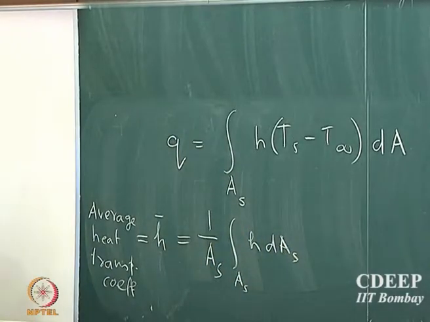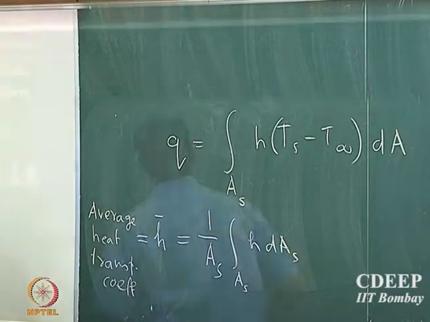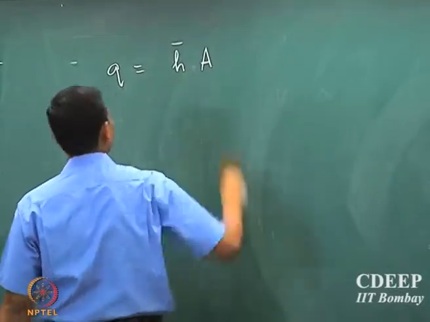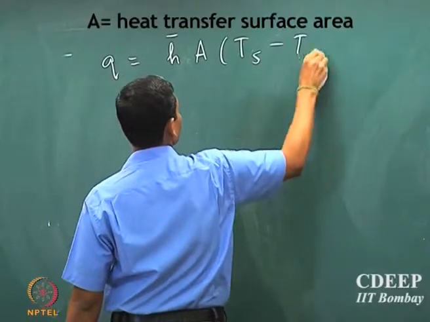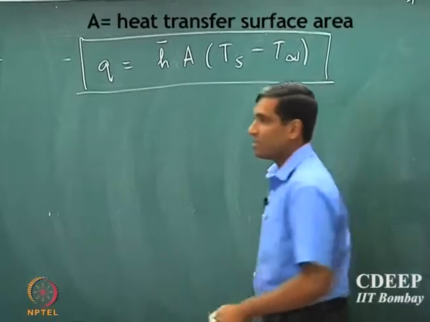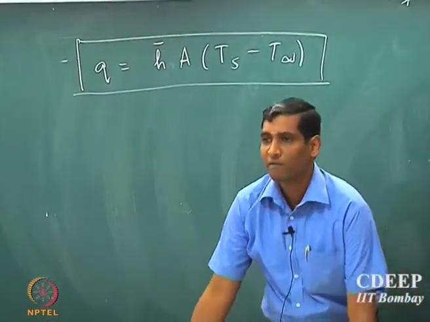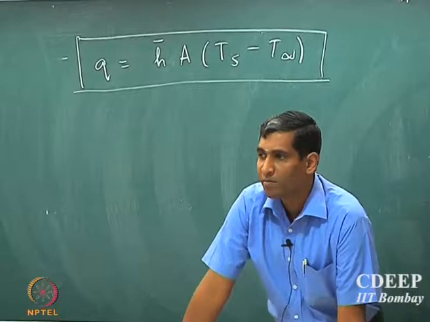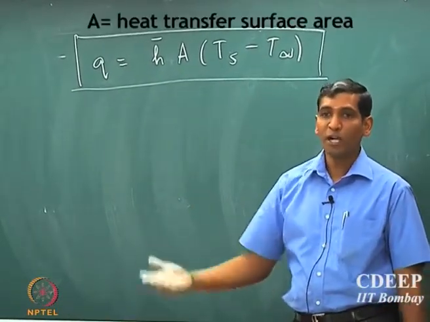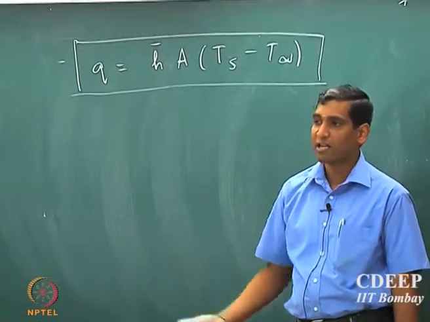If I assume that I know what Ts and T infinity are, it is not a bad assumption to make. Then I can rewrite the net heat transport rate Q as equal to h bar into A into Ts minus T infinity. Okay. So I can rewrite the net heat transport from the solid to the fluid in terms of the average heat transport coefficient. All along, what you have used in all your calculations etc.